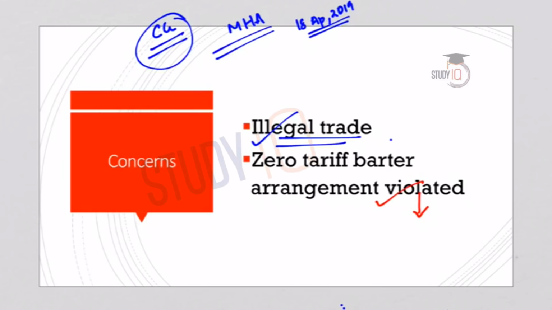If we look at the arguments of the government, we will see that these arguments are well founded, they are true, but the solution is not suspending the trade across the Line of Control. The solution was to enforce the rules stringently, not stopping the trade all of a sudden. We will look into it in detail.